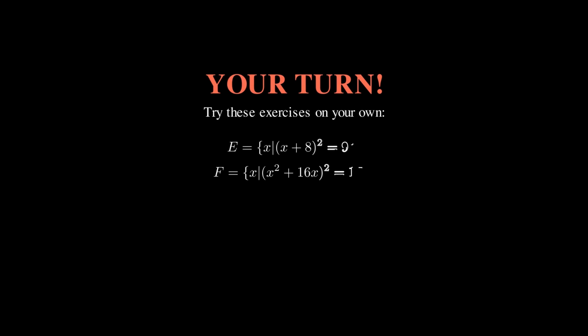Now it's your turn. I'm leaving you with two challenge problems. Exercise E, the set of all x, where x plus 8 squared equals 9 squared. Exercise F, the set of all x, where x squared plus 16x squared equals 17 squared. Here are your hints. For E, take the square root of both sides carefully. Remember, you'll get positive and negative solutions. For F, factor out x first to simplify.